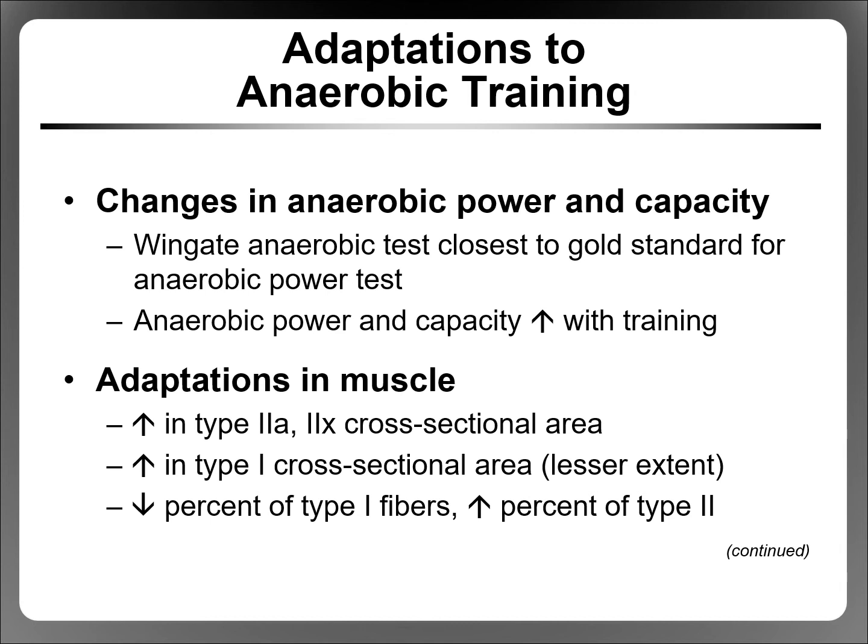As for what the muscles are going to do, we tend to see an increase in our type 2 fibers, particularly type 2A and type 2X, which will increase their cross-sectional area. You'll also see an increase in type 1 fiber cross-sectional area, although this is much less significant. And then we start to see not a true transition, but changes in characteristics, where we have changes in the percentage of type 1 characteristic fibers and an increase in our type 2 characteristic fibers.